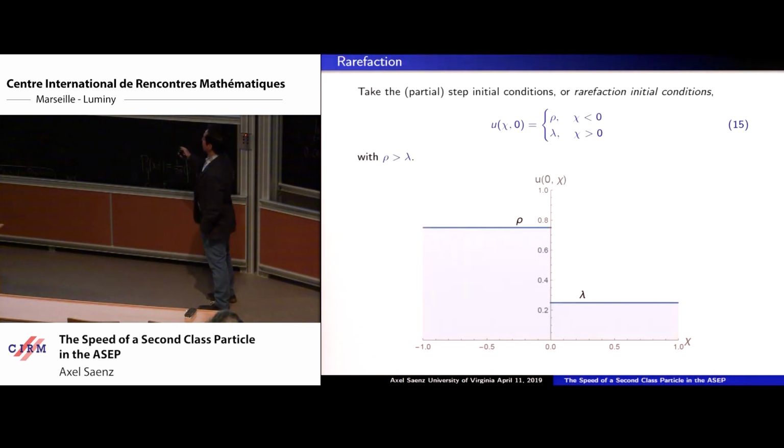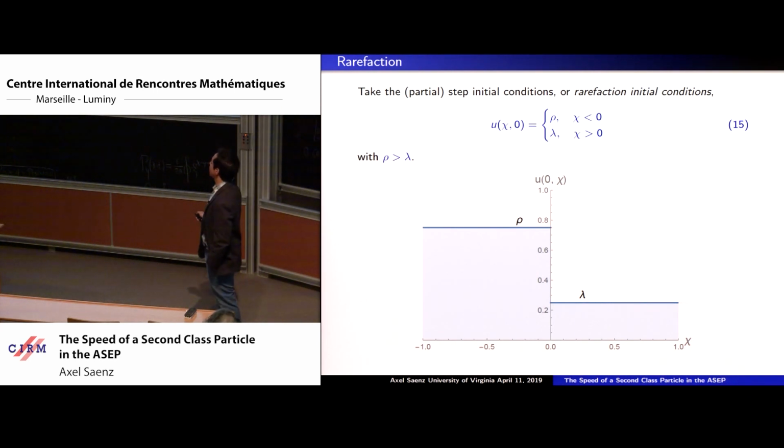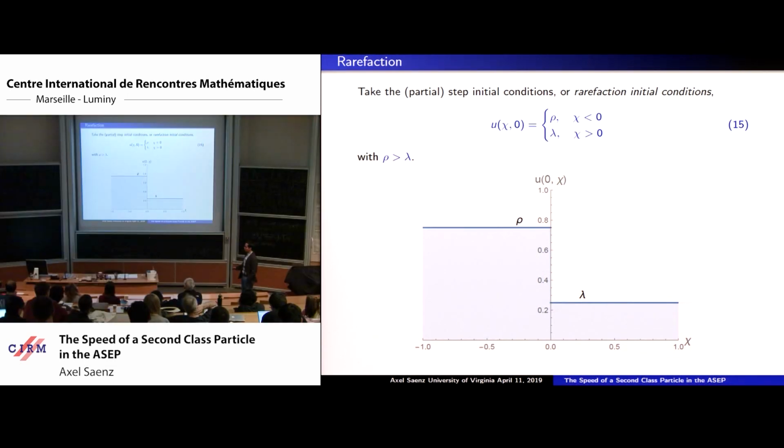So this is one scenario, and the next scenario is the rarefaction fan. This is whenever the density of the particles is higher on the left than on the right. In the previous shock initial conditions, I should have explained why we expect the left to move faster than the right. But in this case, it's the same logic. We're going to expect particles to be moving slower here than in this region.